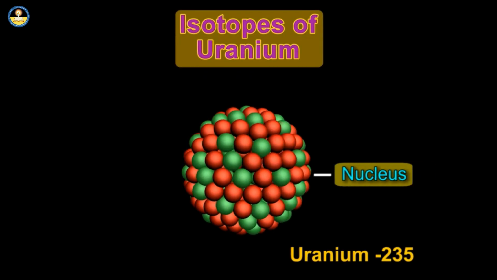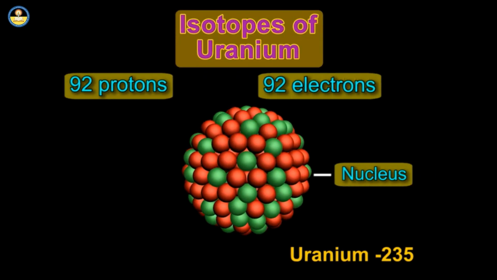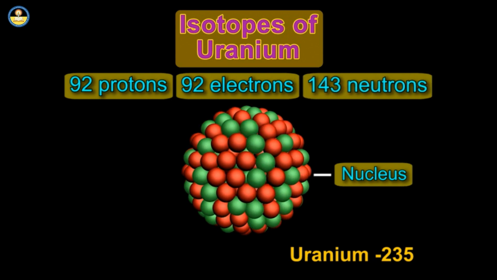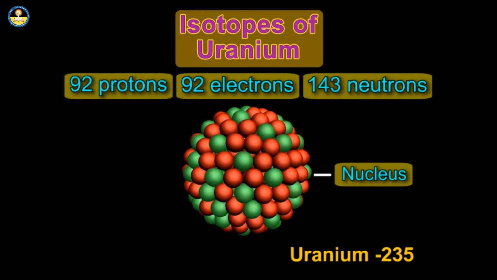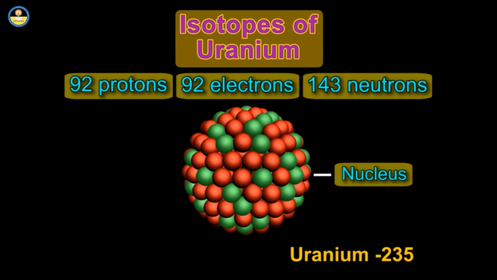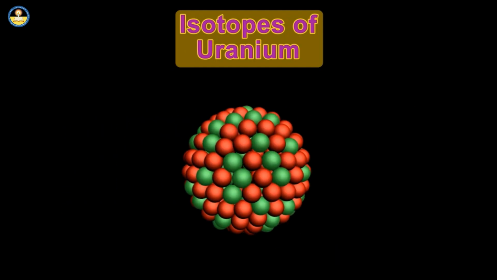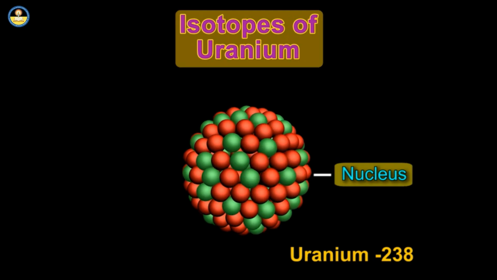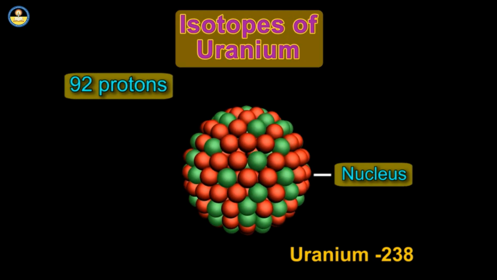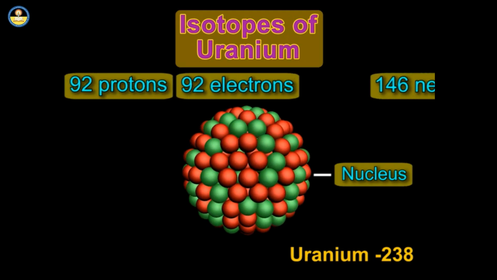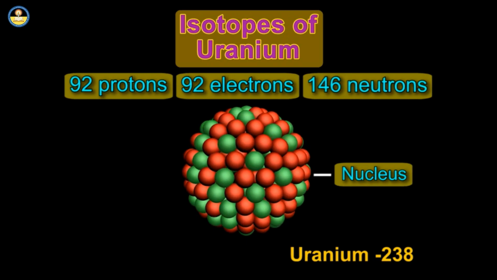Uranium-235 has 92 protons, 92 electrons and 143 neutrons. Its mass number is 235. Uranium-238 has 92 protons, 92 electrons and 146 neutrons. Its mass number is 146.